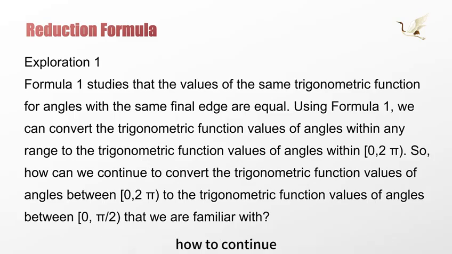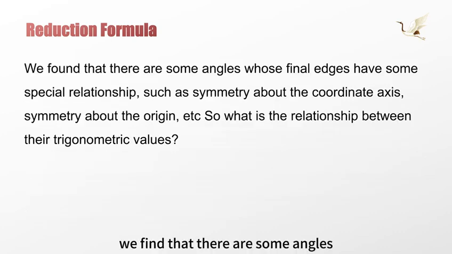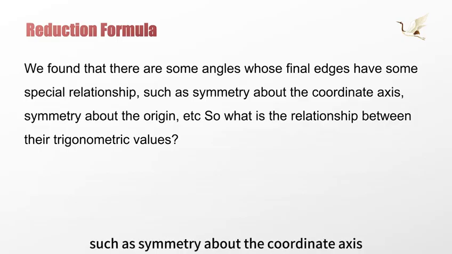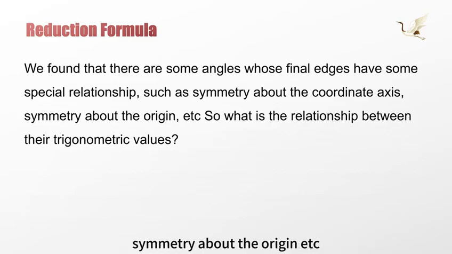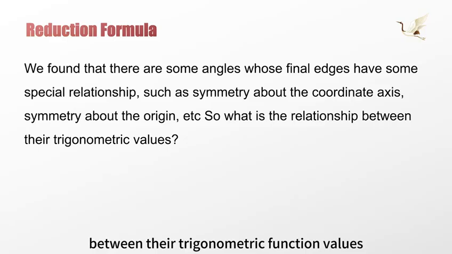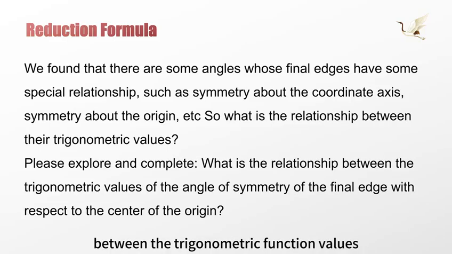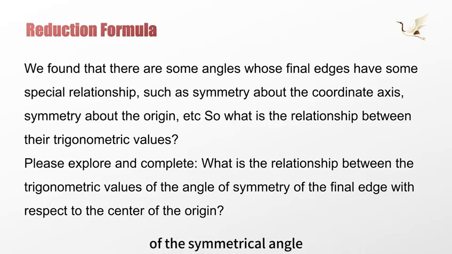So, how to continue to convert the trigonometric function value of the angle between 0 and 2π to the familiar trigonometric function value of the angle between 0 and π/2? We find that there are some angles whose terminal edges have some special relations, such as symmetry about the coordinate axis, symmetry about the origin, etc. So what is the relationship between their trigonometric function values? Please explore the relationship between the trigonometric function values of angles whose terminal edges are symmetrical about the origin.